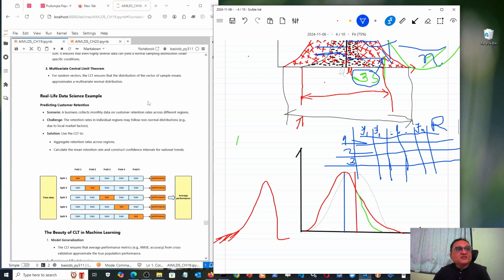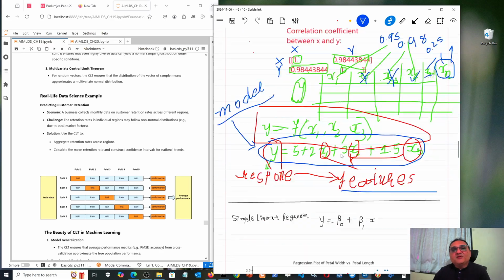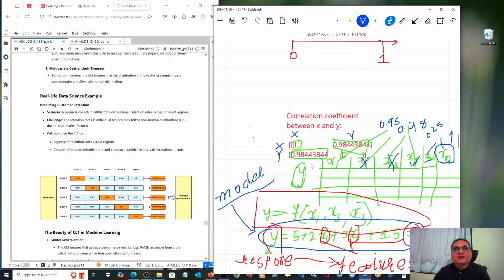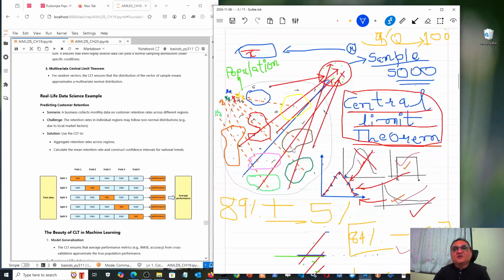Now there is one thing, and this is a real life example of application of the central limit theorem. Suppose a business collects monthly data of customer retention across different regions. Suppose my business is spread over all the states of India and in four main regions: north, east, south, and west. So I am collecting customers' data from these four regions. What is the problem with that? Each region's data may or may not follow a normal distribution. In fact, most of the time, each region's data will surely not follow a normal distribution, because each region has some of its local characteristics.